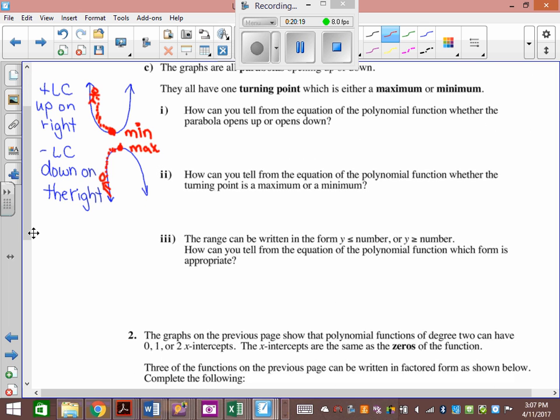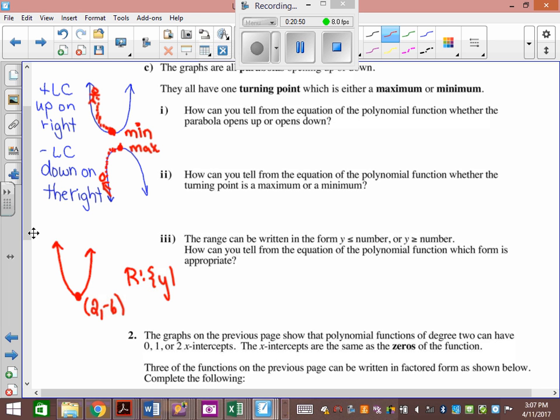Now, the range can be written in the form y is less than or equal to a number, or y is greater than or equal to a number. If I look at a parabola that's concave up, and let's say that this point here is at 2 and negative 6, is my range going to be y is greater than or equal to this value, or y is less than or equal to that value?